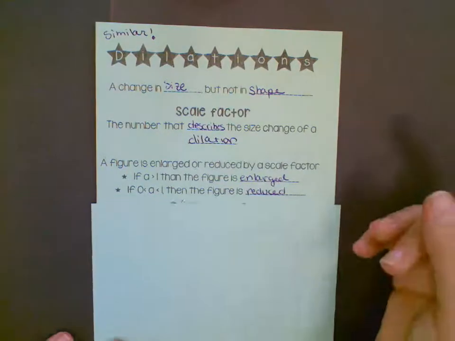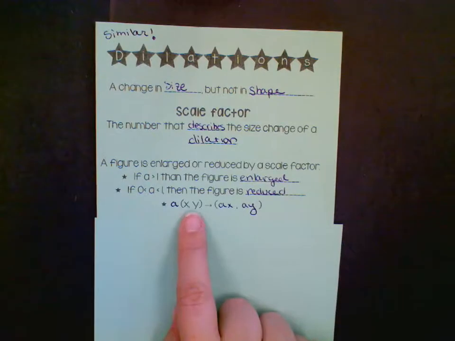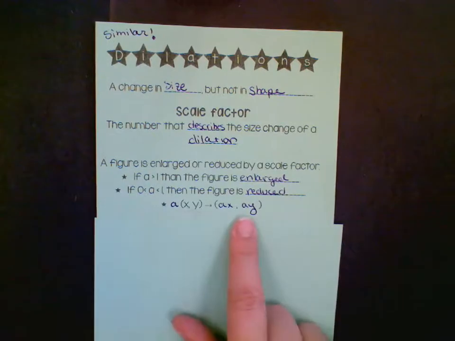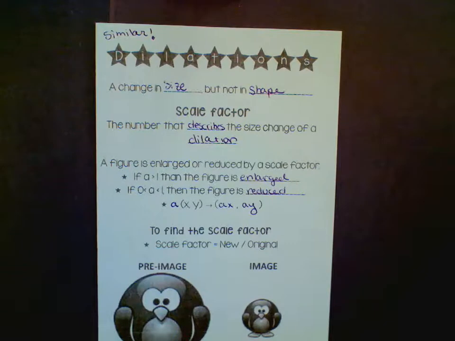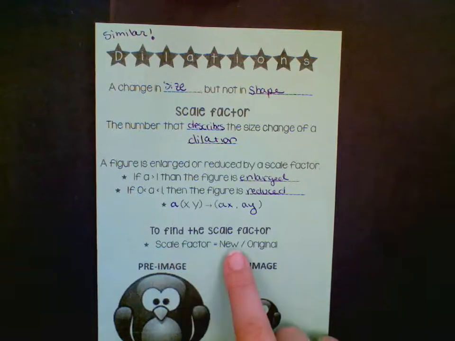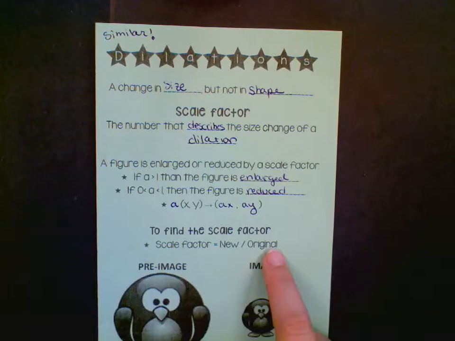So if we know what our scale factor is, all we have to do is multiply our ordered pairs by it, and then we'll have our new ordered pairs for our dilations. Okay. If they were asking you what the scale factor was, how to find it, you would take your new size divided by your original.